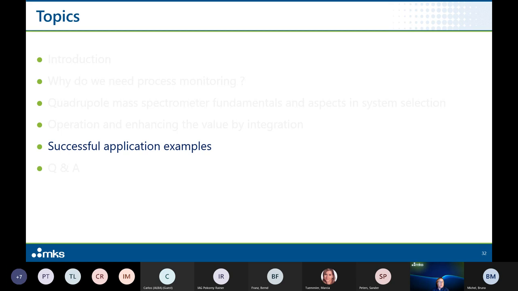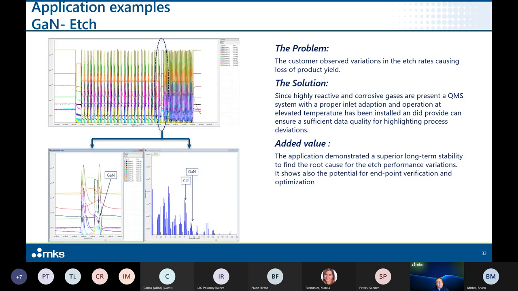So now, finally, I want to show you some successful applications. The first application, and that's now really a critical application, is about an etch process, here in this case, gallium nitride etch. And in etch processes, we often have the situation that we have to deal with highly reactive, highly corrosive gases, chlorine or fluorine containing gases. So it is really important to have a robust inlet system here, a robust ion source system here. In this example, we have demonstrated a really superior stability over a long time. It required operating the system at elevated temperatures. But if you have done that and operate the system, you can achieve really good stability. And it also gives you the confidence that such a system can be used as an endpoint detector for your etch process.